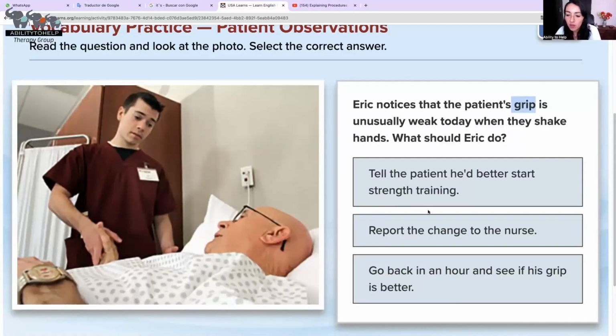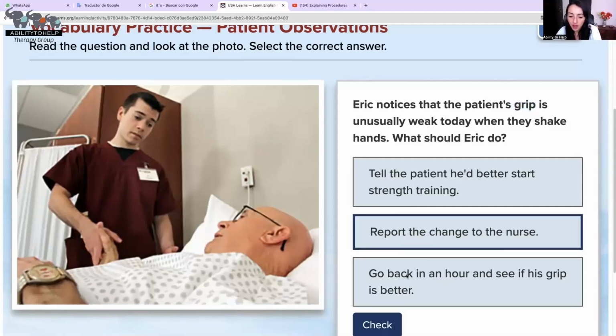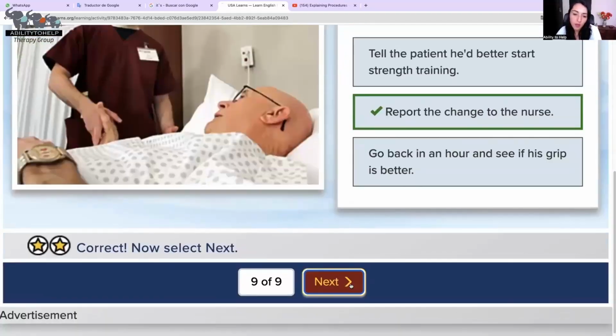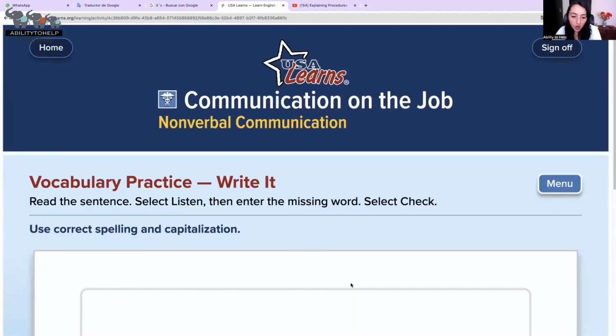Tell the patient he'd better start strength training. Report the change to the nurse. Go back in an hour and see if his grip is better. Report. I think that is the best way to do it. Okay.